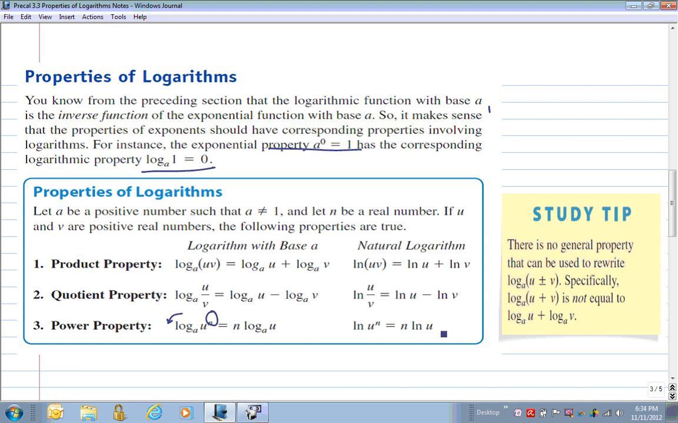I want you to notice something over here. This is just a study tip that I've copied over from our book: there's no general property when we are actually adding. These are all from multiplication and division and a power. So product, quotient, and power, not adding and subtracting. So be really careful. In other words, log base a of u plus v is not equal to log base a of u plus log base a of v. Those are not equal, kind of an important concept. So make sure to take a look at that study tip.